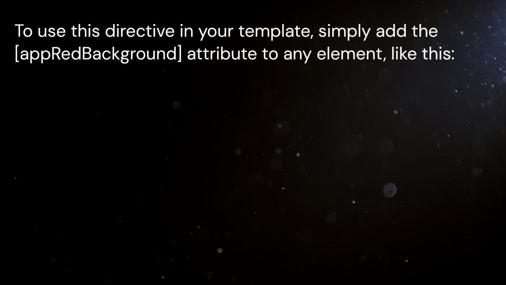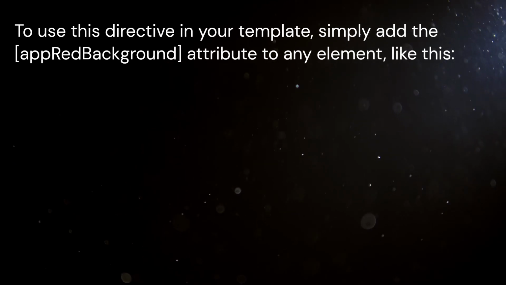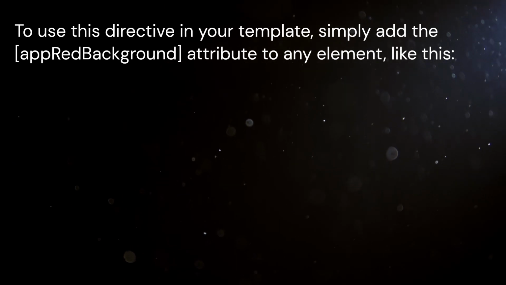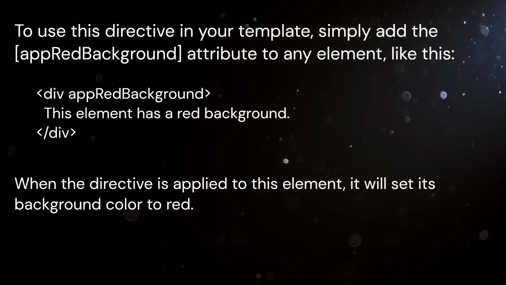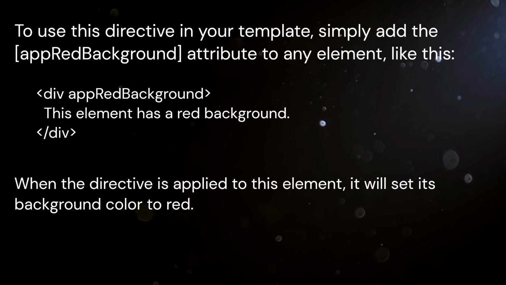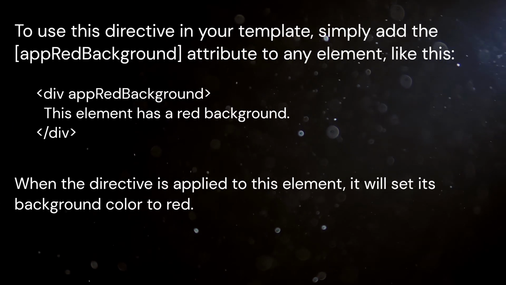To use this directive in your template, simply add the square bracket appRedBackground attribute to any element like this. When the directive is applied to this element, it will set its background color to red.